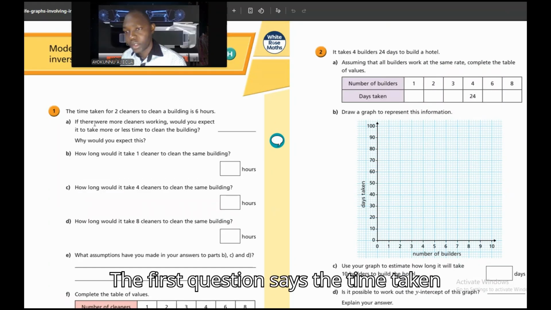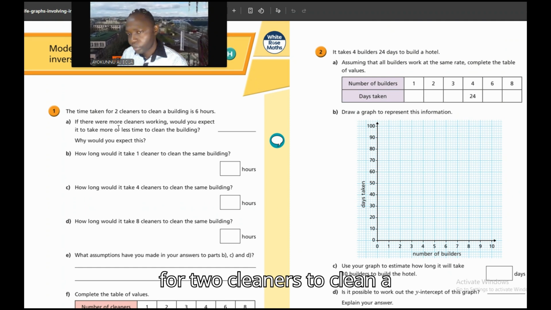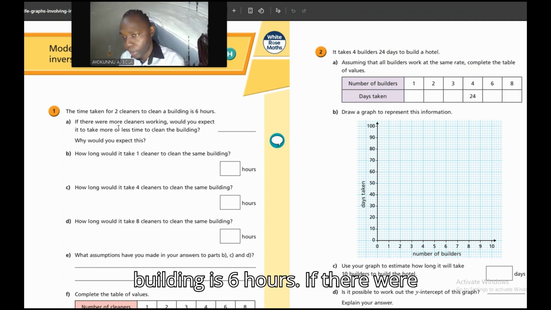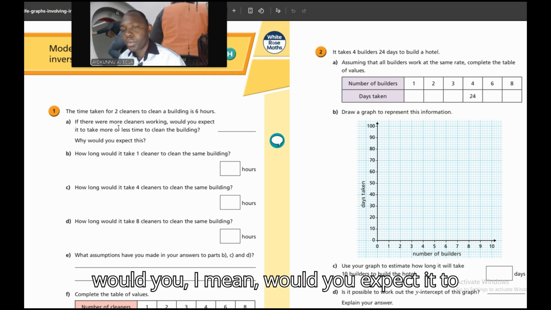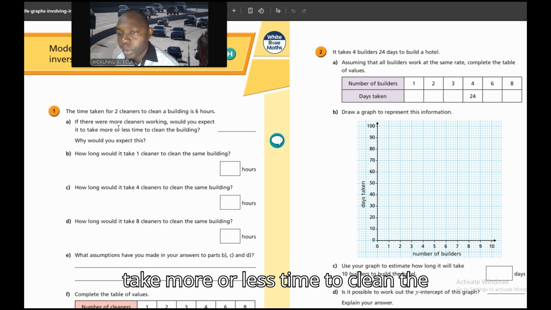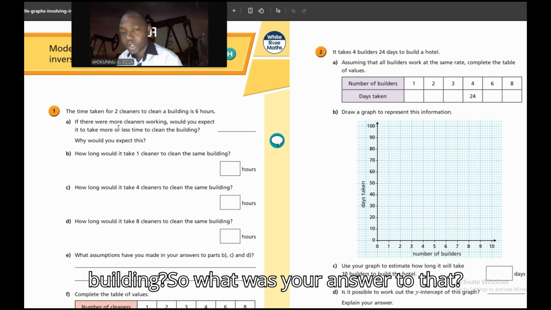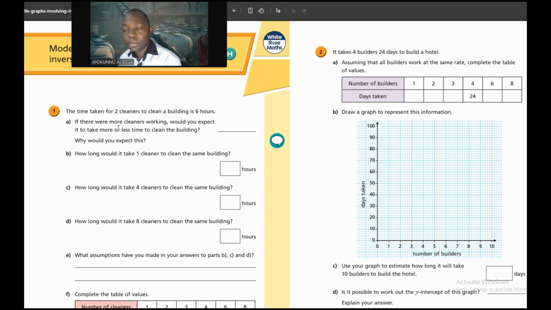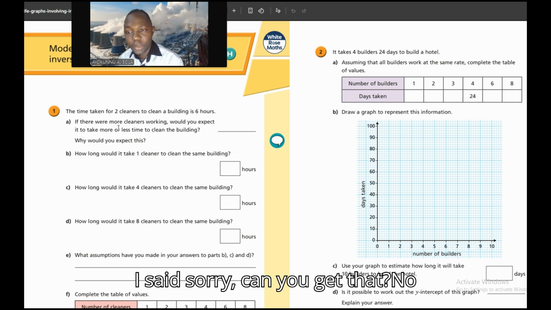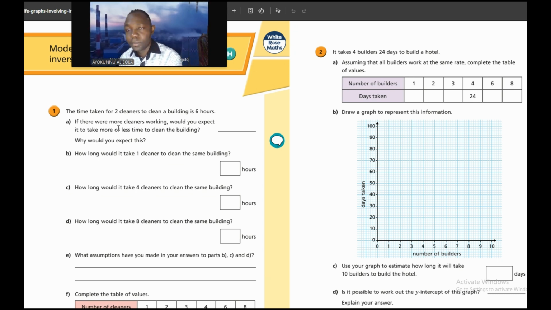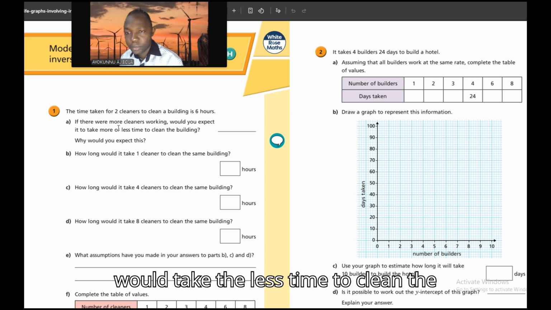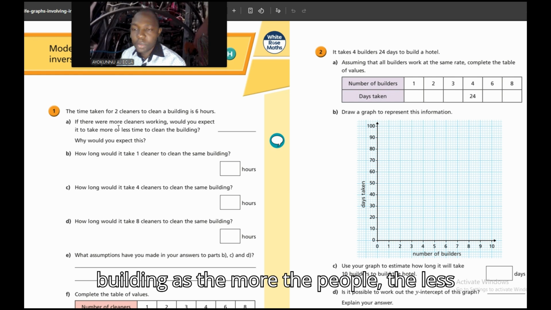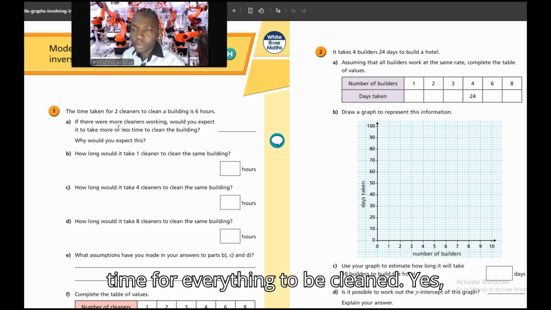The first question says the time taken for 2 cleaners to clean a building is 6 hours. If there were more cleaners working, would you expect it to take more or less time to clean the building? So, what was your answer to that? I said if there were more cleaners working, it would take less time to clean the building, as the more the people, the less time for everything to be cleaned.